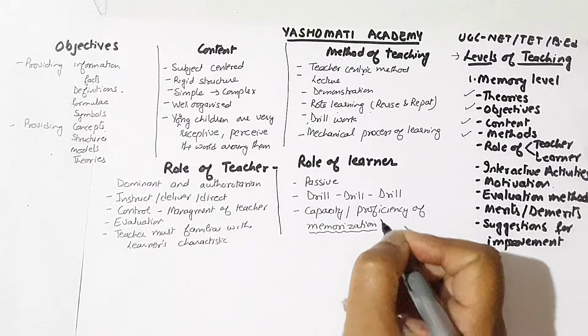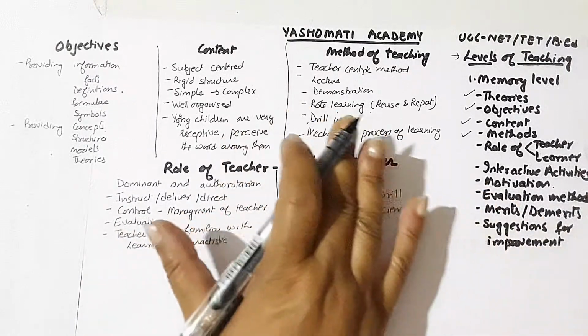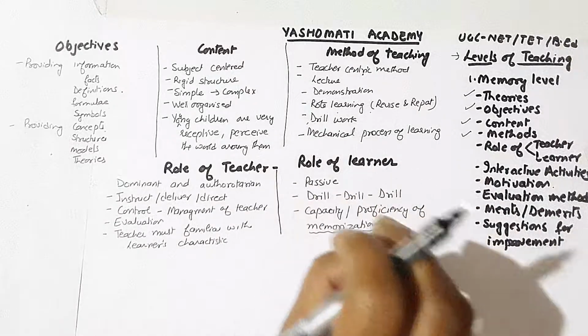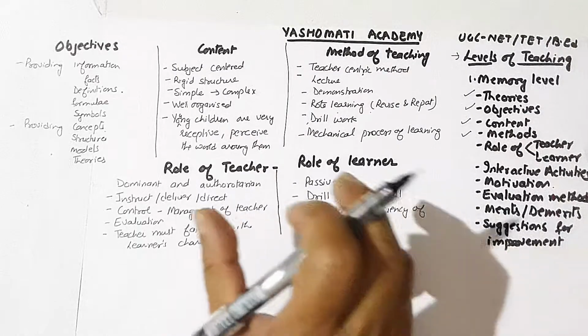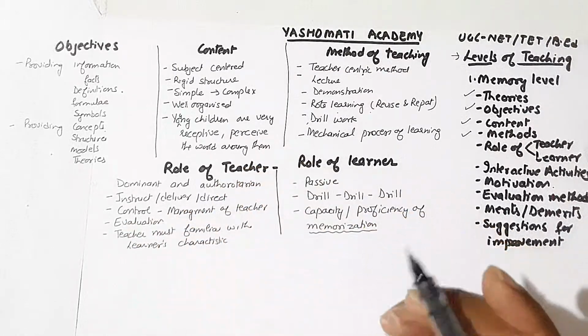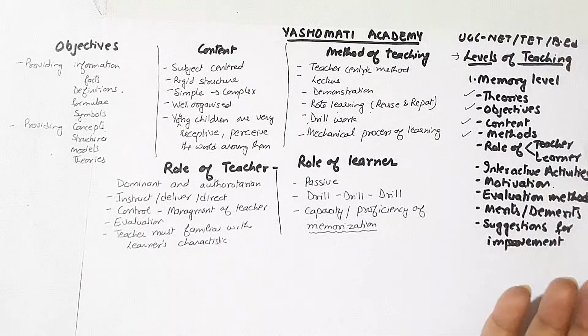What is the objective? That he has to increase his capacity or proficiency of memorization. So here we come to understand that memorization is very important for the learner. And in the next few lessons, I intend to develop a lesson on memorization or memory techniques, because this memory level of teaching is not limited only to the young learners. Even mature learners have to memorize certain content. So in future, I intend to develop a lesson on memorization techniques which can be useful to young learners as well as adult learners.